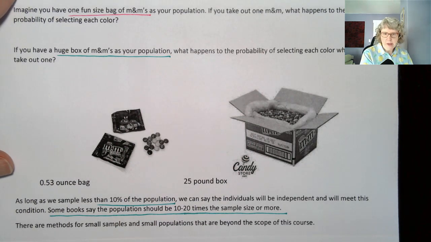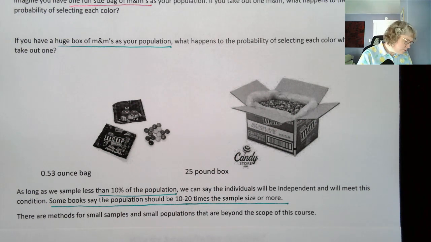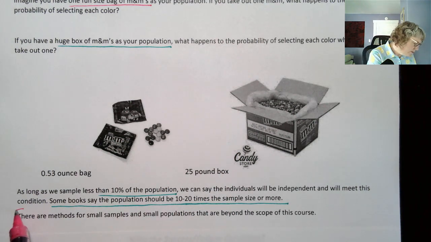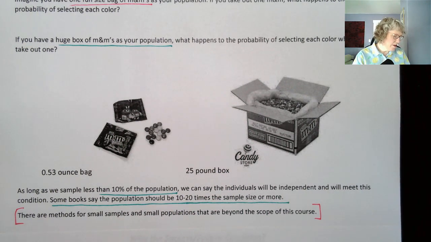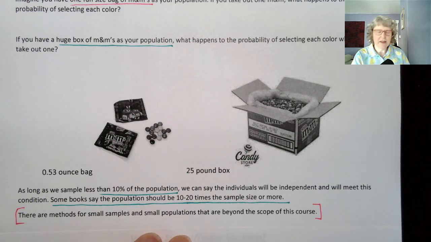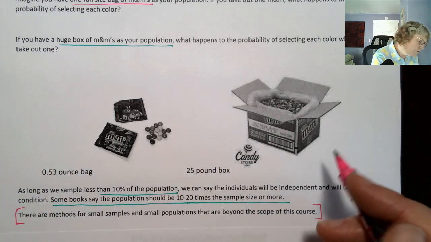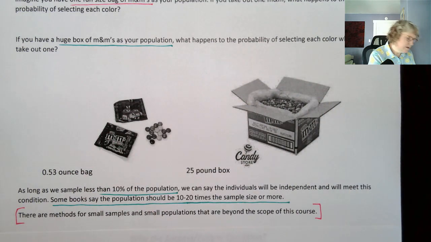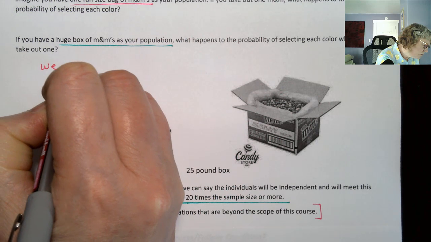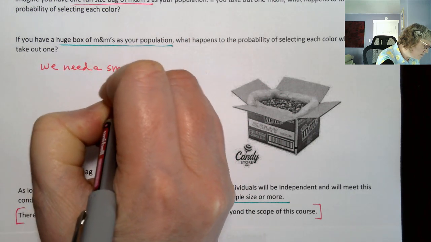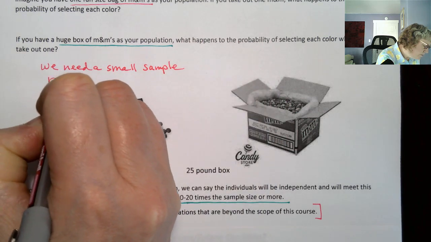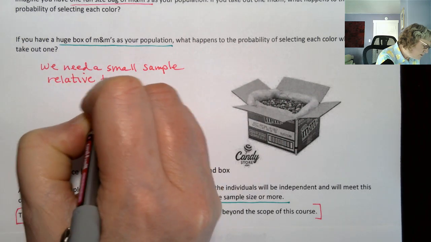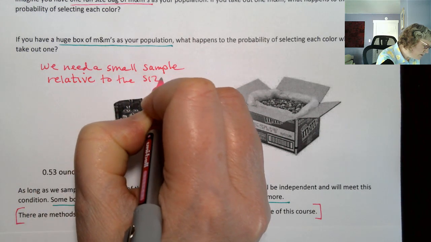So there are other methods for small samples and small populations. So I'm just going to put brackets around this. Again, if you want to learn more, take more statistics classes because there are methods for small samples and small populations, but they're beyond the scope of this course, okay? So I'm just going to make a note over here saying that we need a small sample relative to the size of the population.